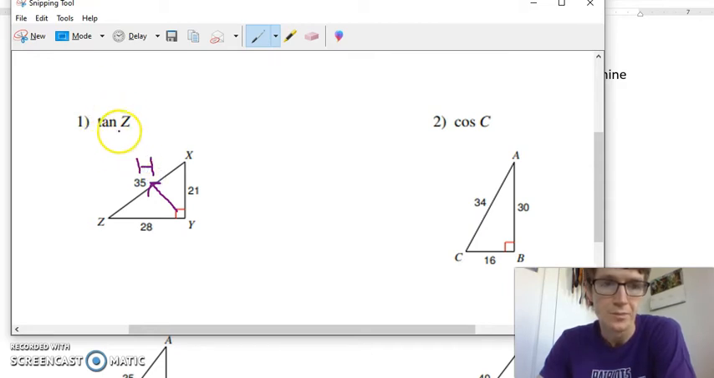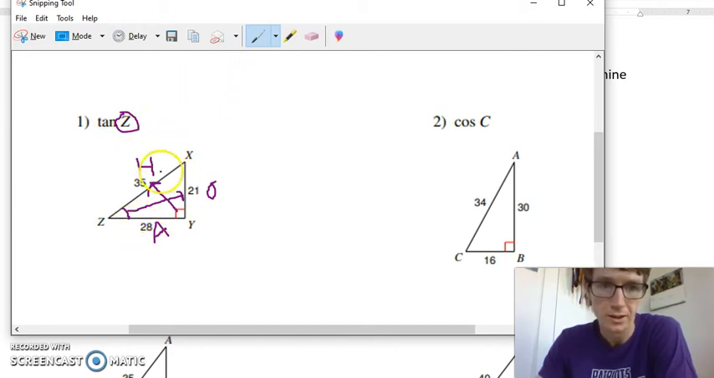Then to find the opposite, we need to quickly determine what our reference angle is. Since we're finding the tangent of Z, Z is our reference angle. I'm going to put a little angle mark here, and the opposite will be whatever's across from Z. So that's 21. I'm going to label this as our opposite, and then whatever's left over has to be our adjacent. So let's internalize that. That process of labeling is really important.